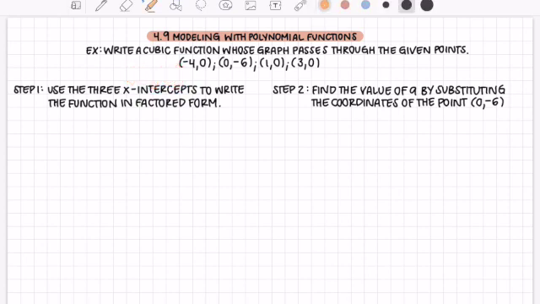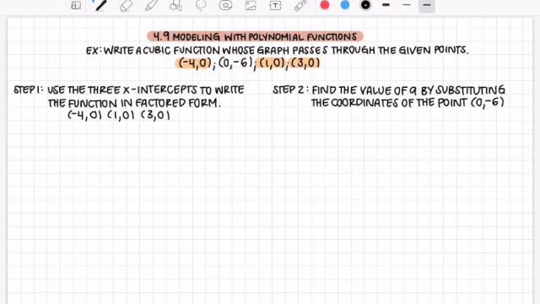So the 3 x-intercepts that I see here are (-4, 0), (1, 0), and (3, 0). Again, they have to have the y value equal to 0 to be identified as an x-intercept. Okay, so first identify those 3. I have here (-4, 0), (1, 0), and (3, 0). Once I do that, I can create my new function.